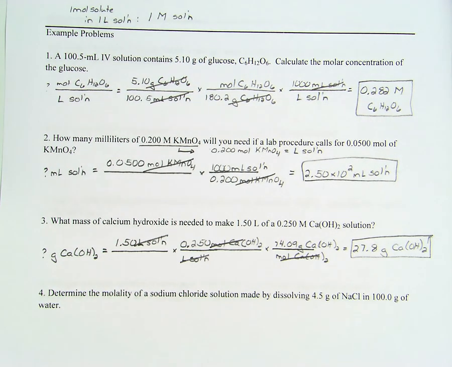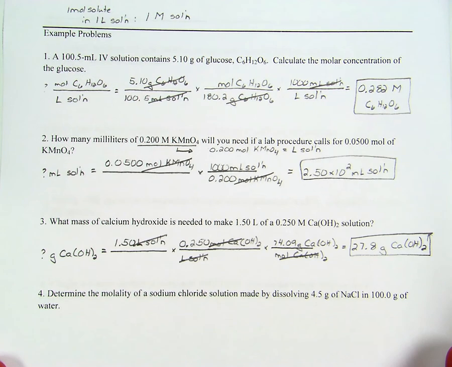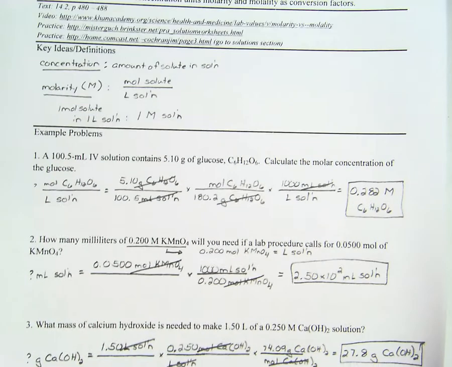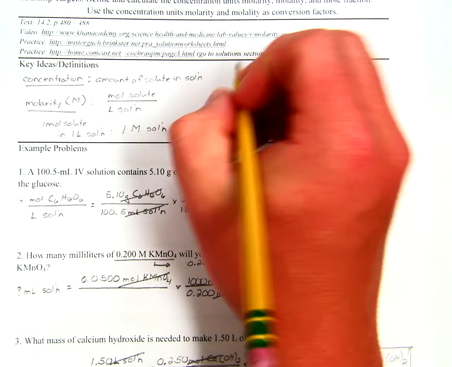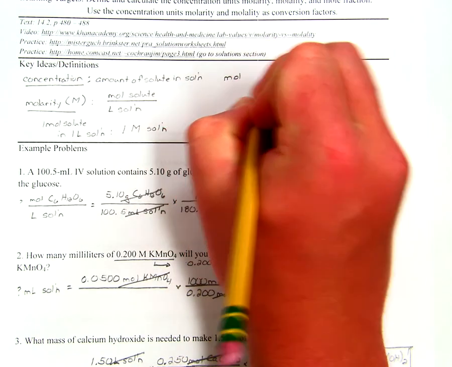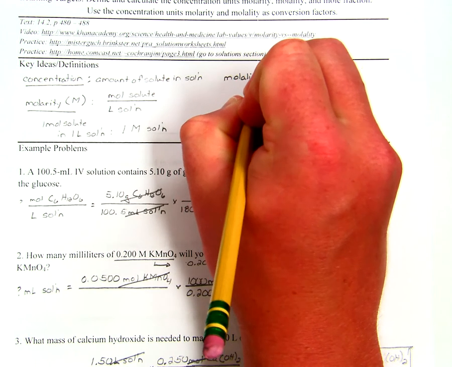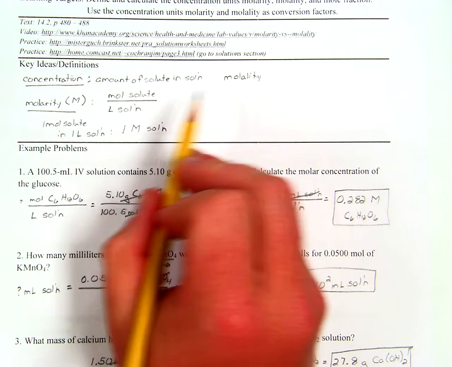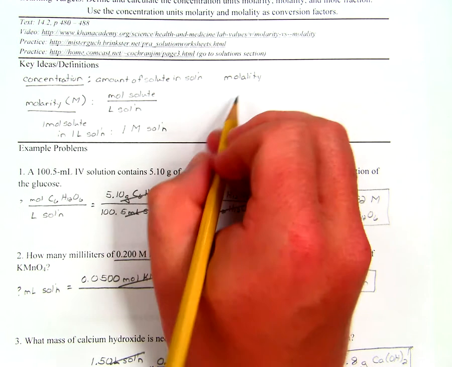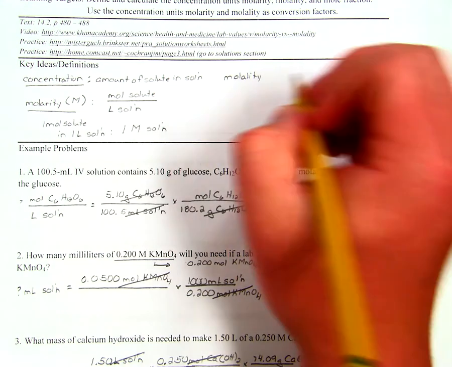Alright, that is the last example problem with molarity. We're ready to move on to our next concentration unit, which is molality. I'm going to jump back up here to the key ideas and definitions. Molality is a concentration unit. First of all, that is spelled a lot like molarity. There's just one letter difference in it, L versus an R. And the value is often very close, but there is a difference.